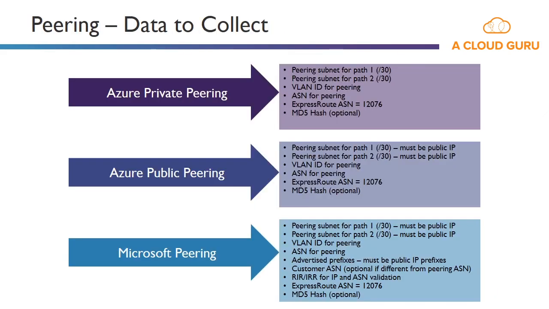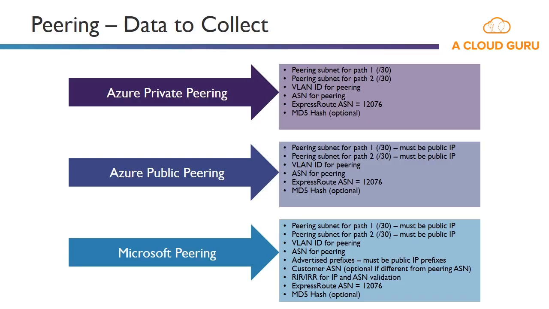Now, in addition, it's worth noting some of the data that you have to collect. Some things here are very, very important, because for private peering, public peering, and Microsoft peering, you're going to have to create some /30 subnets for your path. So path 1 is a /30, and path 2 is a /30. That's for private peering. For public peering, it's the same, but you must have a public IP, and the same for Microsoft peering as well. So these are pieces of information you have to have on hand in order to be able to establish that circuit.